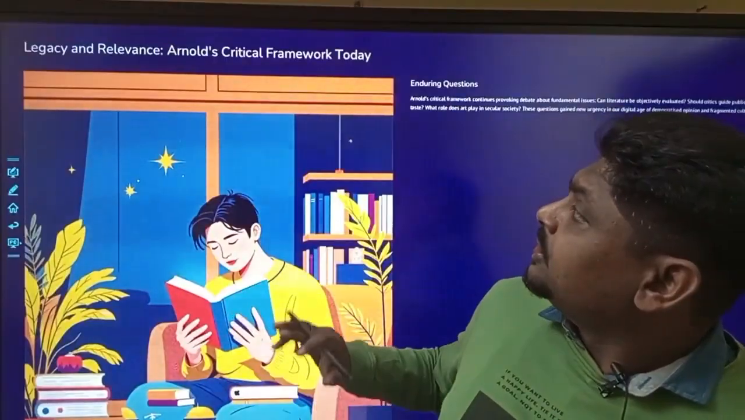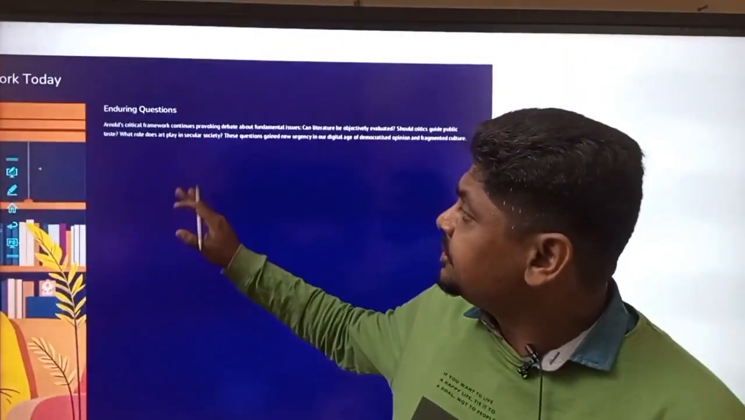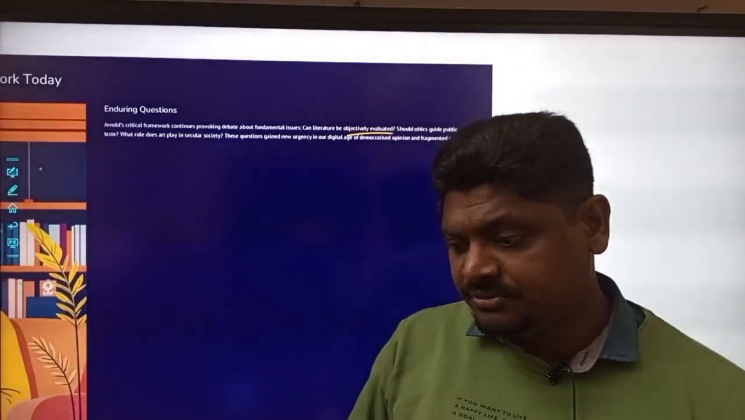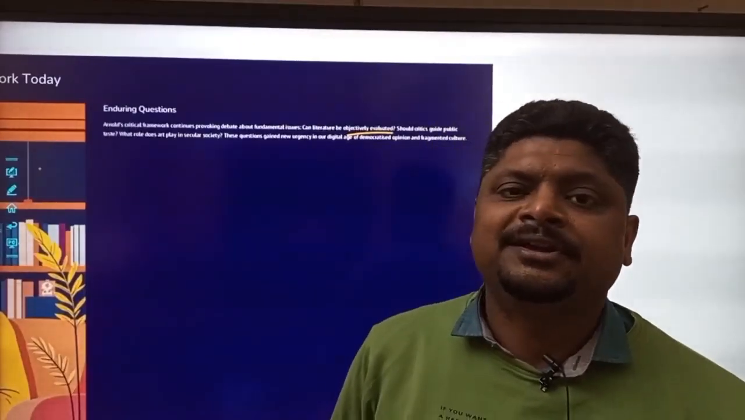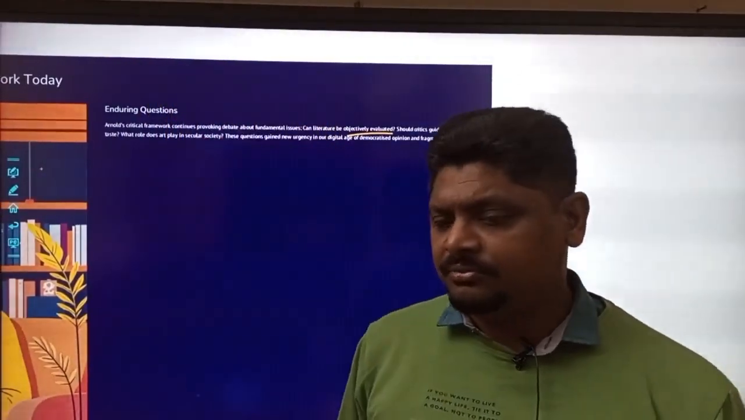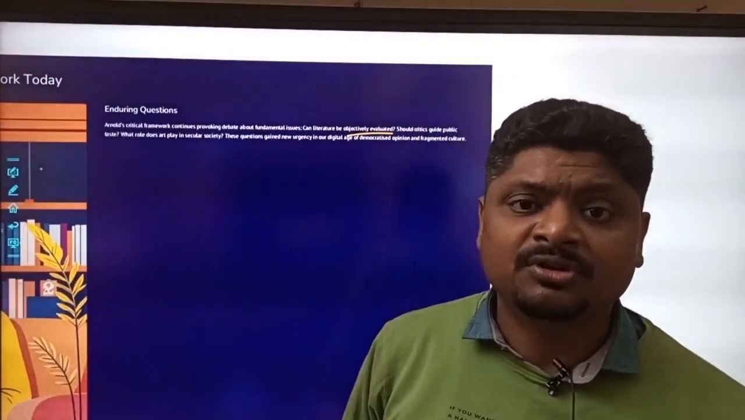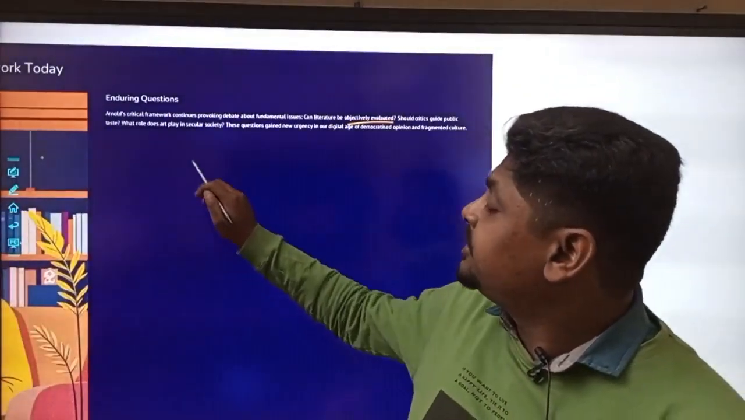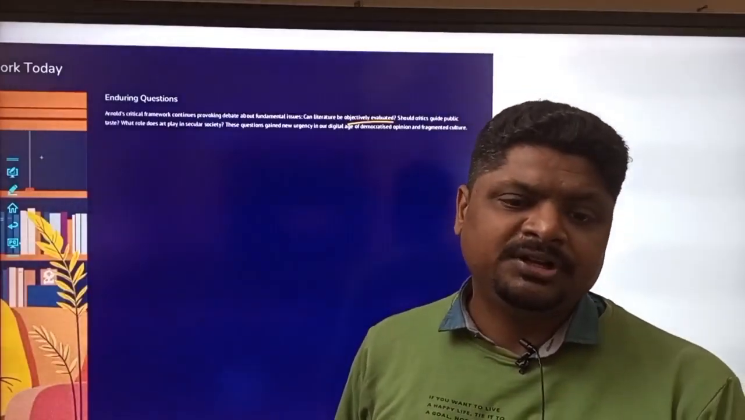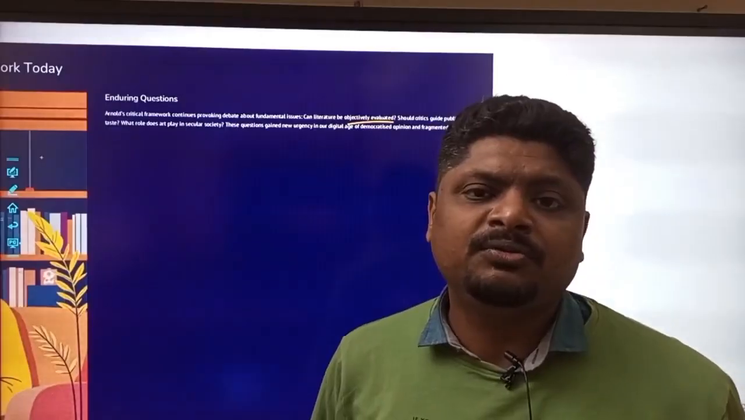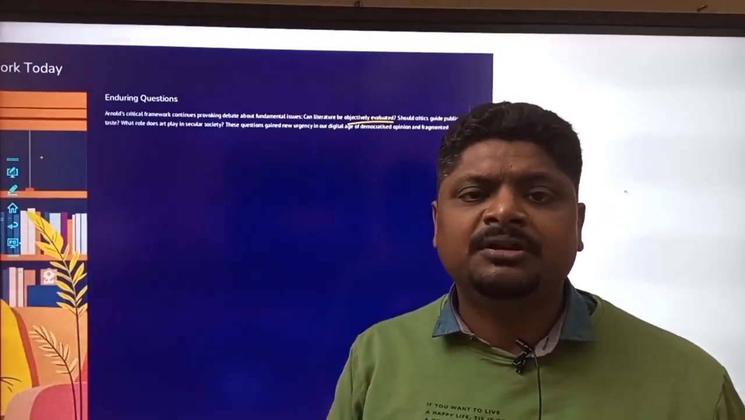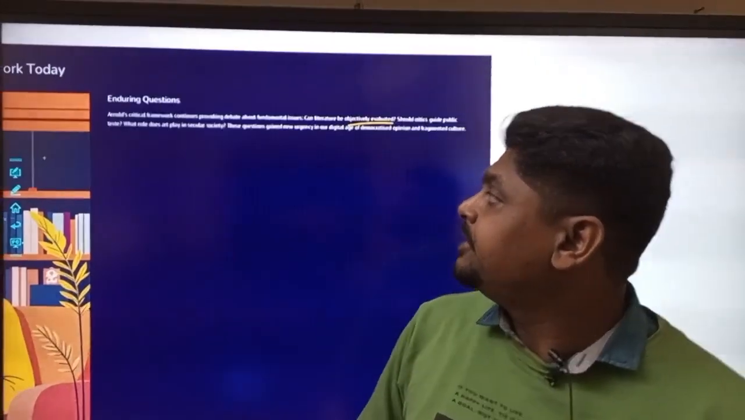Last point here, we see Arnold's critical framework today. So Arnold's critical framework continues provoking debate about fundamental issues like: can literature be objectively evaluated? ऑब्जेक्टिवली आप इवेल्युएट करोगे किस बेसिस पे, हम इवेल्युएट कर पाएंगे किसी एक लिटरेचर को, किस चीज को आप हाईएस्ट बोल सकते हैं, कौन सी चीज को आप बोलेंगे इज अ सुप्रीम आर्ट. Based on that, well, what is supreme today may not remain supreme tomorrow. Okay, should critics guide public taste? कोई पब्लिक टेस्ट क्या होगा वो क्रिटिक्स बताएंगे, तो उस टेस्ट को मैं डेवलप करूंगा, योर पब्लिक टेस्ट can be several, it can be different, varying degrees of taste, and that is subject to change over time and context. What role does art play in secular society?